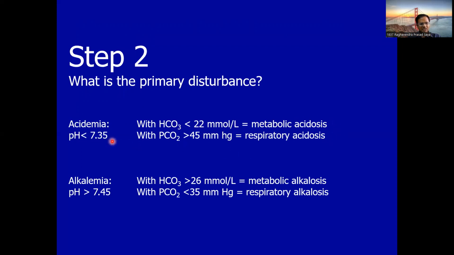If the pH is less than 7.35 and the PCO2 is more than 45, then the primary disorder is respiratory acidosis. Similarly, if the pH is more than 7.45, that is alkalosis, and the bicarbonate is more than 26, then the patient has a primary metabolic alkalosis. And when the pH is more than 7.45 and the PCO2 is less than 35, the patient is hyperventilating, and that is why the patient has primary respiratory alkalosis. This determination of the primary disturbance is a very important step in assessing acid-base balance.